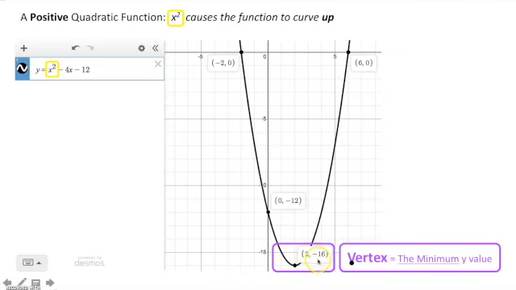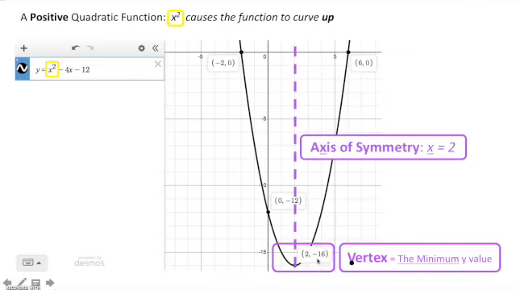It's the lowest y you can have. From there, we can determine the axis of symmetry. If you think about that word symmetry, it just means same on both sides, right? If we drew a line where x is at 2, the same number as the vertex, it basically cuts the curve down the middle, right? So the axis of symmetry is x equals 2.